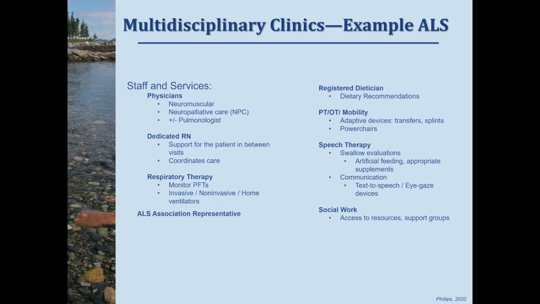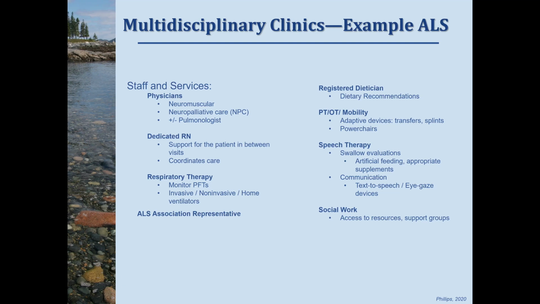So when we look at a multidisciplinary clinic, this is an example of staff and services from our clinic. We have physicians, so a neuromuscular physician, a neuropalliative care physician. Some will have pulmonologists involved in those clinics. Again, we'll have a dedicated nurse who carries out the in-between clinic phone calls, prior authorizations, prescriptions, patient questions, coordinating care. We have a respiratory therapist who does PFTs for us every week.